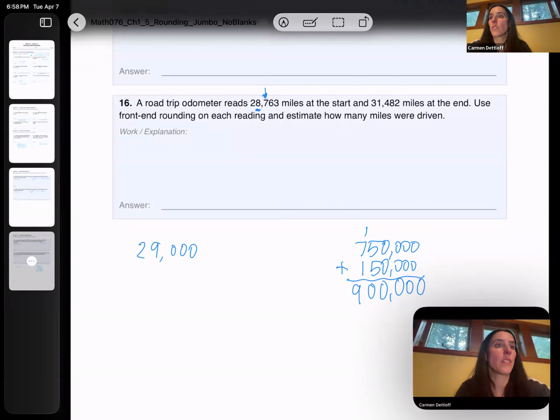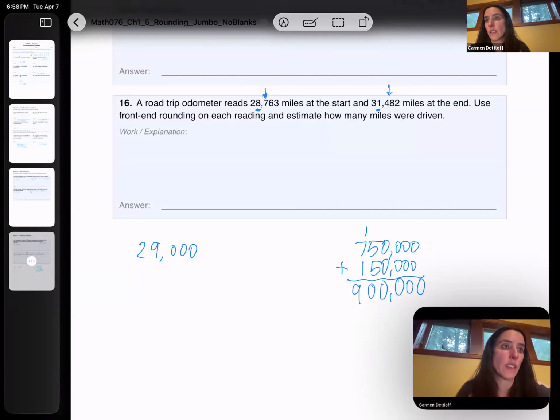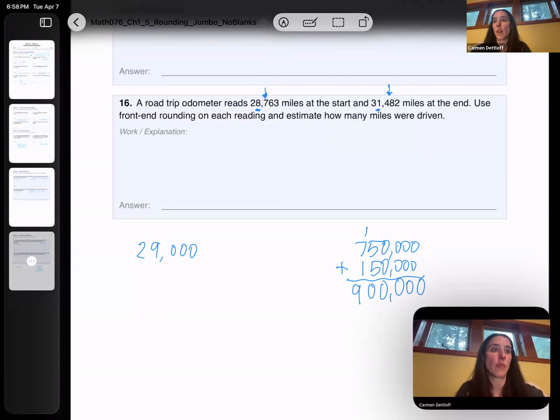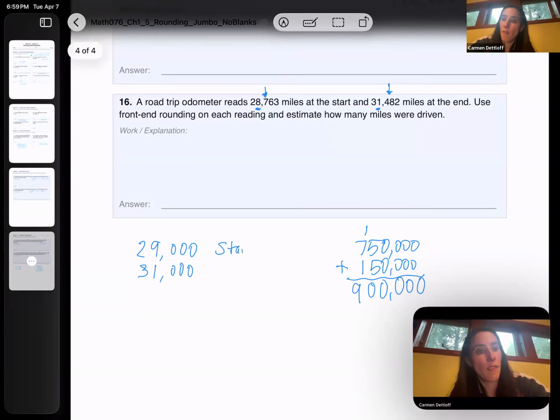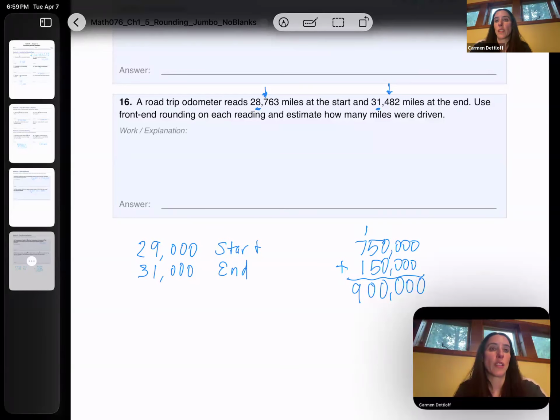And then my other one, 31,000 and change. So I'm going to check my 31,000 and I'm looking at my ones. Look at the digit beforehand, the 4, and ask myself, am I going to round up or am I going to round down? 4 is on the lower half of the number line, so I'm going to round down. So I get 31,000. And then it says that's how much it was at the start, and that's how much it was at the end. So I'm going to label these start and end. And then it says use front end rounding on each reading to estimate how many miles were driven.